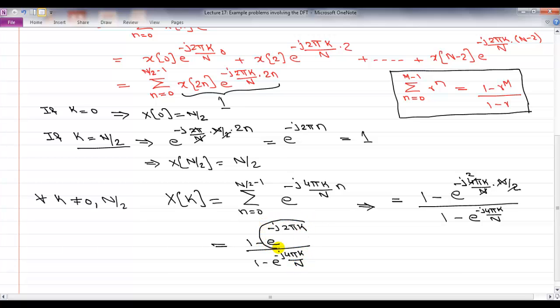Now this is again e to the minus j an even multiple of pi. So whenever you have e to the j an even multiple of pi, that is simply 1 by Euler's identity. So I get 1 minus 1 over 1 minus e to the minus j 4 pi k over N. That is equal to 0.